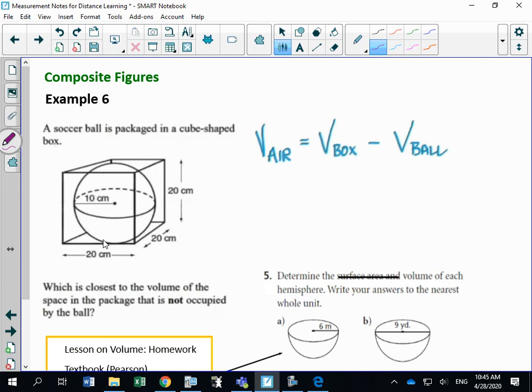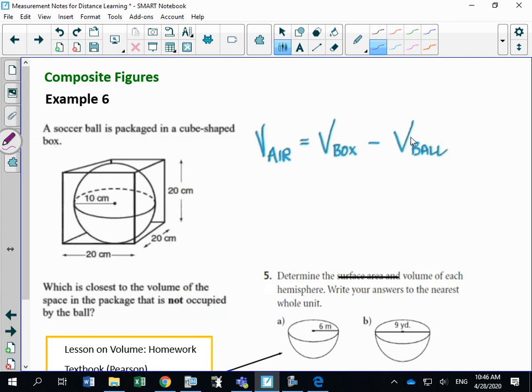What it says is a soccer ball is packaged in a cubed shaped box. Okay, so we're given a box, a rectangular prism, and I could easily find the volume of that box, right? So pretend that basketball wasn't in there, and I said, how much water would that box hold? You would say, well, the volume of a box is length times width times height, right? You could also calculate the volume of a ball.